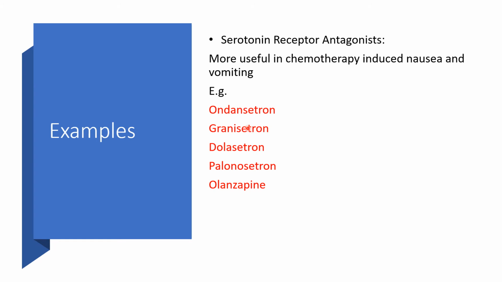If we are not okay with either of those two, we can move on to serotonin receptor antagonist. This will be more useful in chemotherapy-induced nausea and vomiting. And examples will include ondansetron, granisetron, dolasetron, palonosetron, or olanzapine.